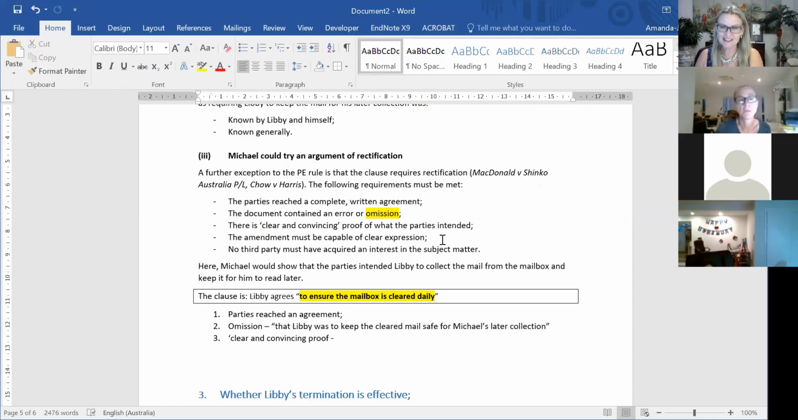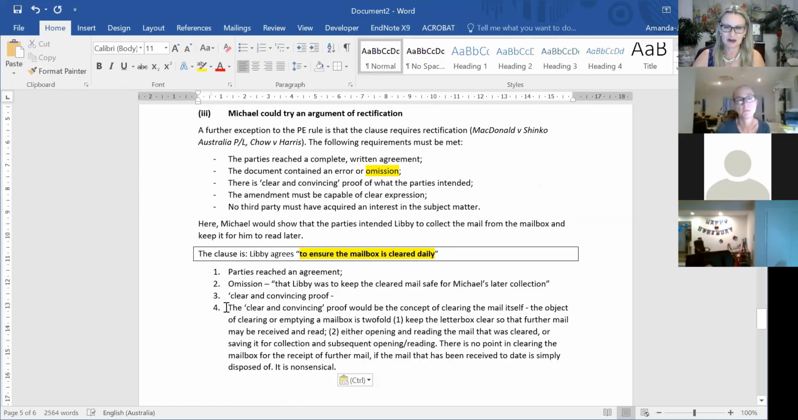Yes, exactly. The clear and convincing proof, I think, would be the concept of clearing the mail itself. The object is, one, keep the letterbox clear so you can get more mail, and two, either opening and reading the mail that had been cleared, or saving it for collection and later opening and reading. There's no point in clearing the mailbox if you're just going to throw it all away. Yes? So I think it's capable of clear expression. Well, I don't think that there would be a problem there.